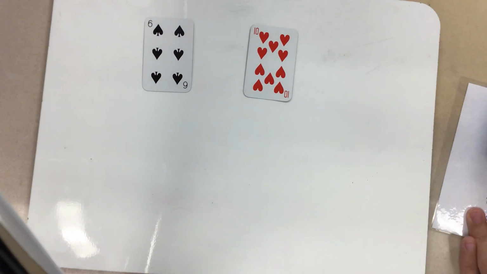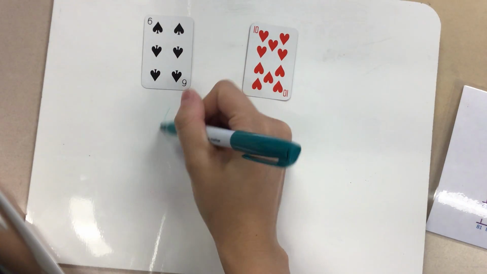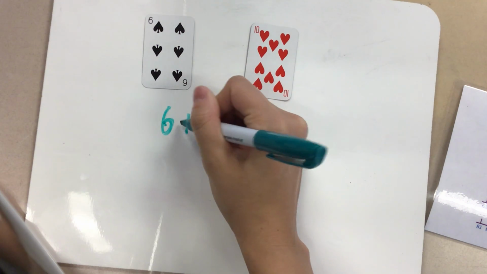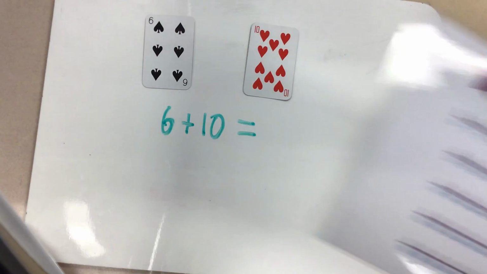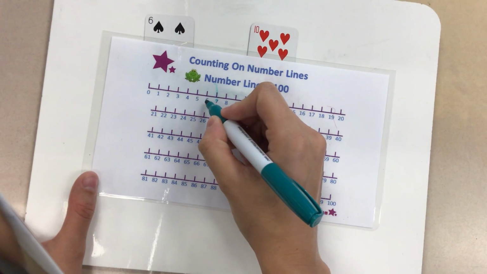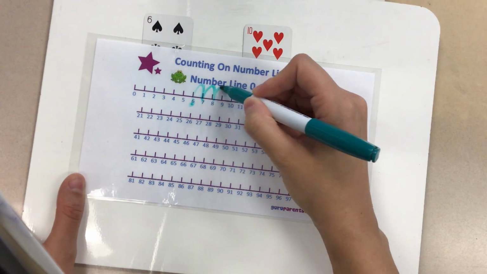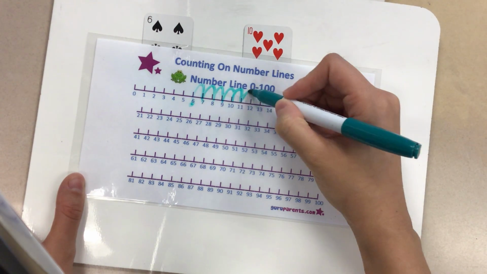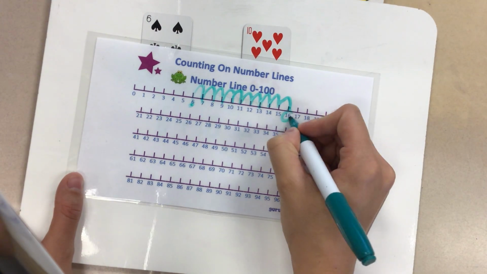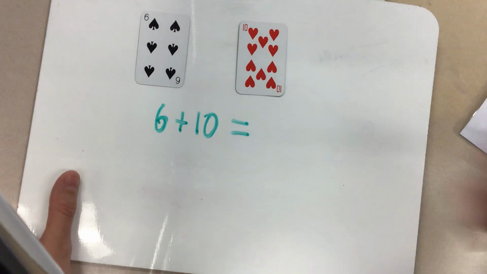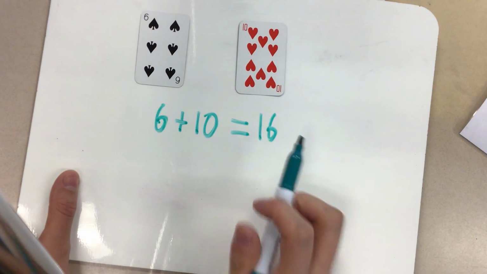Whoa. So my first step in my game is I'm going to do addition. I'm going to do 6 plus 10 equals something. Again, I'm going to use my number line to help me out. I'm going to start at 6 and hop over 10. 1, 2, 3, 4, 5, 6, 7, 8, 9, 10. Look at that. My answer is 16. 6 plus 10 equals 16.